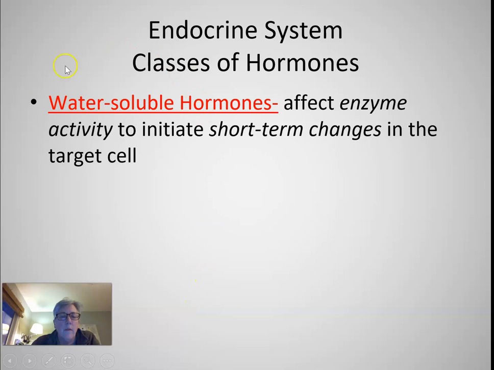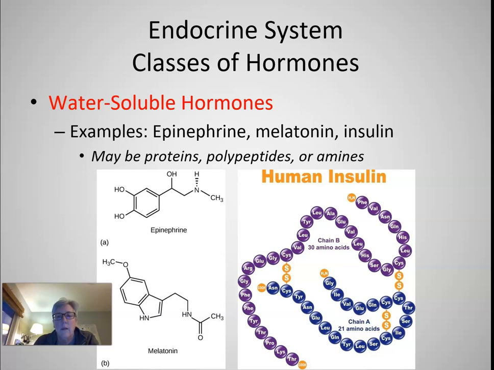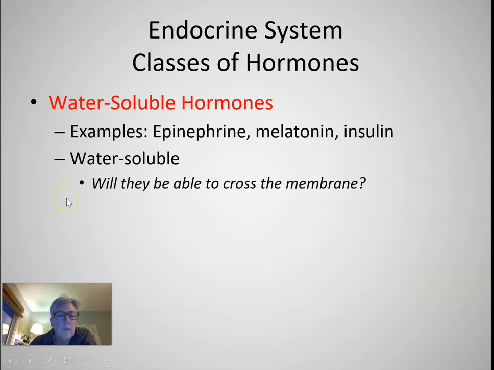Okay, another big class of hormones are the water-soluble hormones, and they are more of a short-term effect to affect an enzyme activity. Here are some examples of water-soluble hormones. Water-soluble meaning they dissolve in water. Epinephrine, melatonin, insulin. They can be proteins. Here's a picture of an insulin structure, which has all the amino acids linked together. Epinephrine and melatonin are smaller molecules, not necessarily proteins.